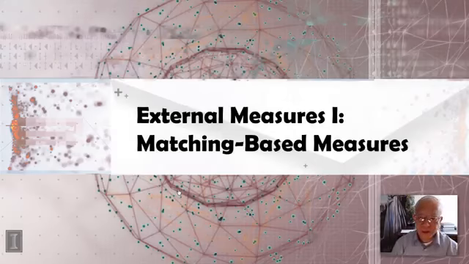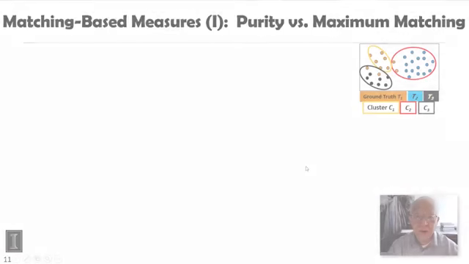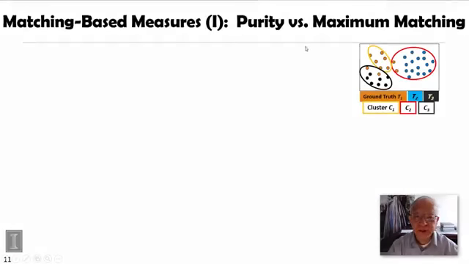Hi, in this session we are going to discuss the first group of external measures called matching-based measures. For matching-based measures, we will first introduce purity versus maximum matching. We still use a similar notation.